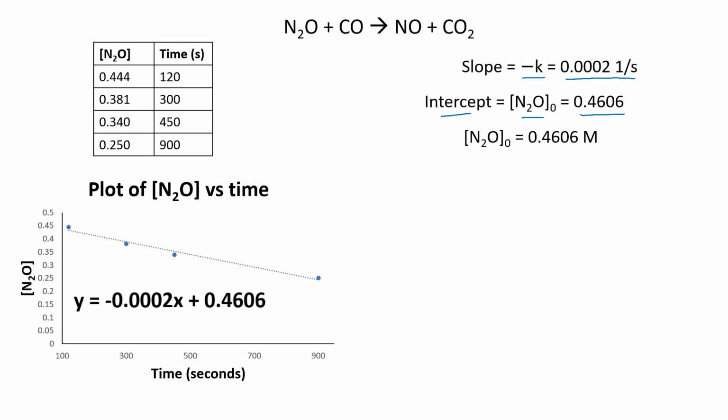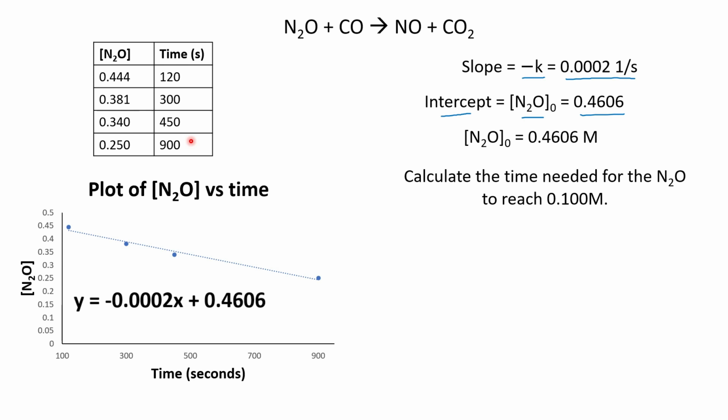Okay, so now for a problem given all of this data. Let's calculate the time needed for the N2O concentration to reach 0.1 molar. So we know the concentration we want to reach, and we just want to know how much time it's going to take to get there. Well, looking at our data table, you can see we've monitored to 900 seconds and we have not gotten to 0.1 molar. So it's obviously going to take more than 900 seconds, but let's figure out exactly how much more time it's going to take.